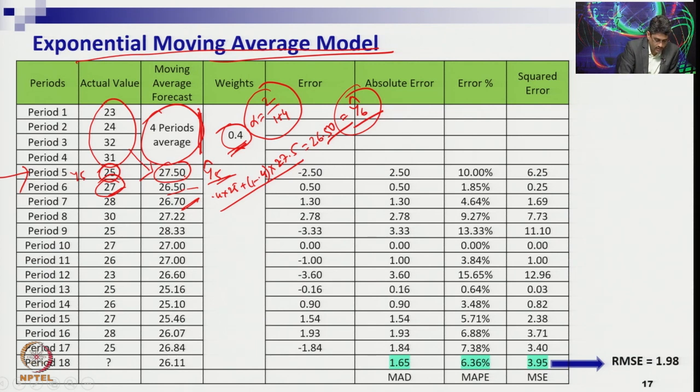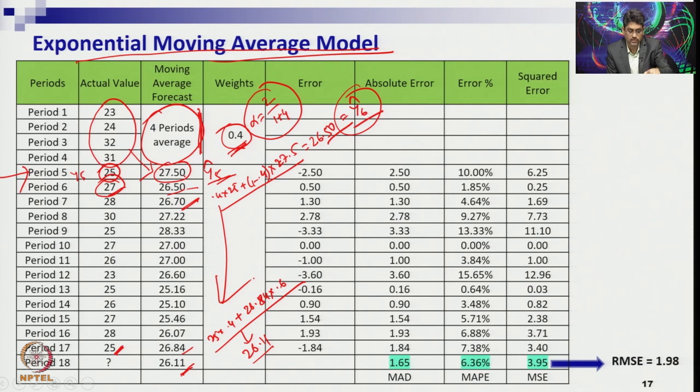Similarly, suppose you want to calculate the 18th period forecast. You take the 17th period actual, 25 into 0.4, plus the 17th period forecast, 26.84 into 0.6. This way you can calculate the forecast for the 18th period, and you are actually following a moving average. You are dragging it, but in an exponential smoothing, with the help of the exponential smoothing constant.